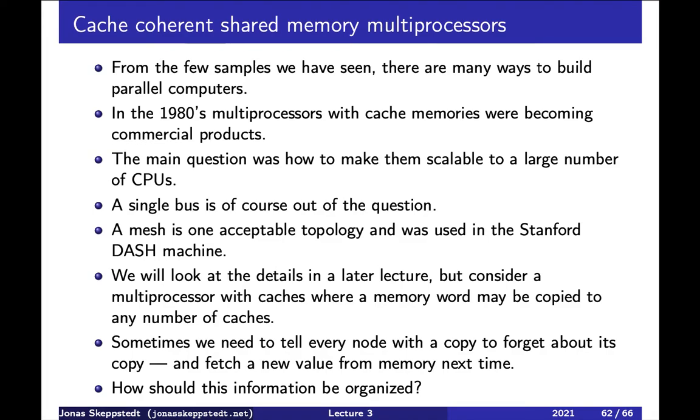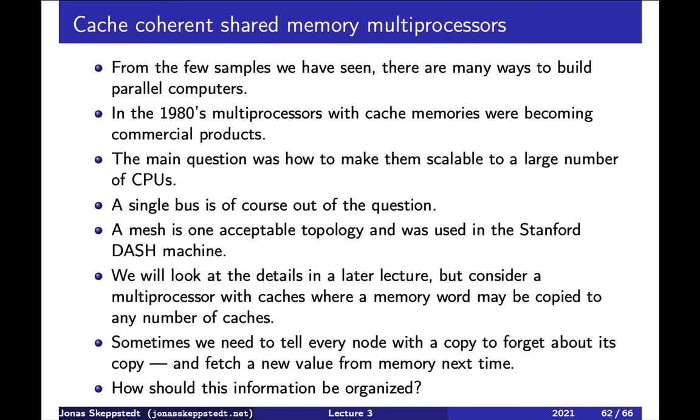So it is either easy to program or high performance, and neither of these two is sufficient in a commercial world, because then it must be sufficiently fast and sufficiently easy to program. In the 1980s, multiprocessors with cache memories were becoming commercial products.